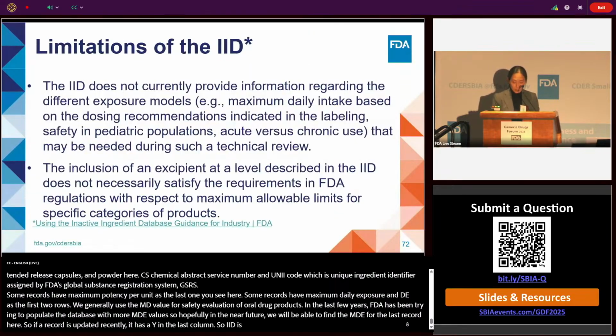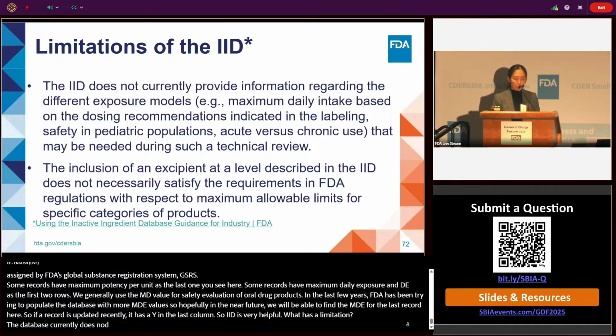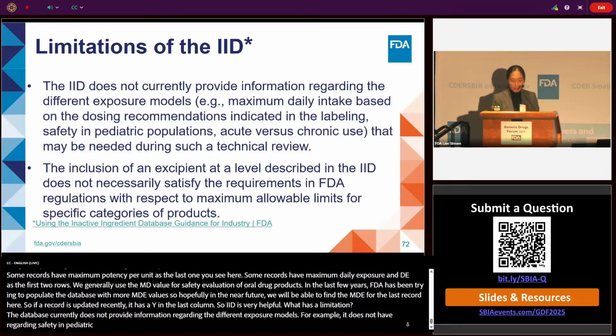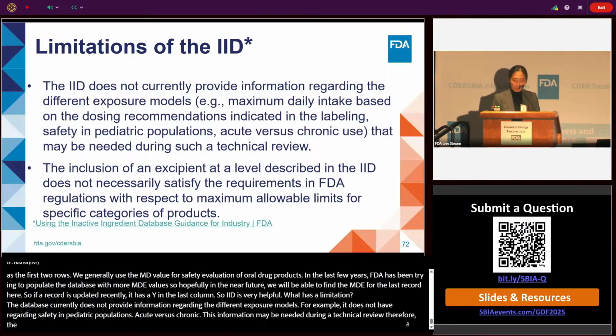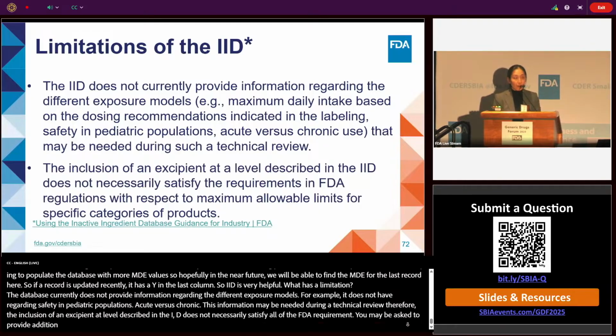What are the limitations? The database currently does not provide information regarding the different exposure models. For example, it does not have information regarding safety in pediatric populations, or acute versus chronic use. This information may be needed during a technical review. Therefore, the inclusion of an excipient at a level described in the IID does not necessarily satisfy all the FDA requirements. You may be asked to provide additional information at the filing or review stage.